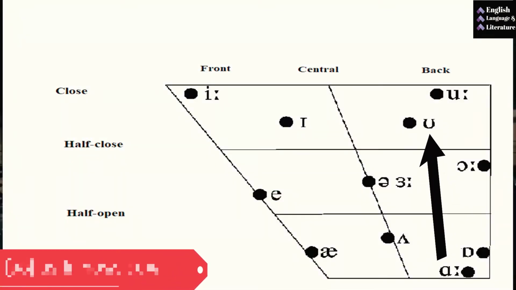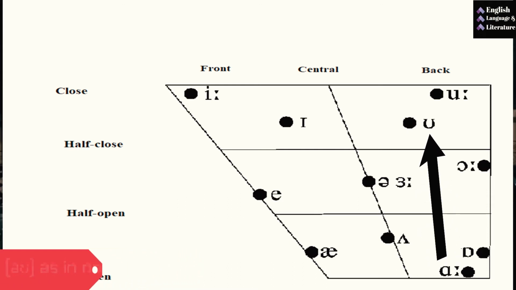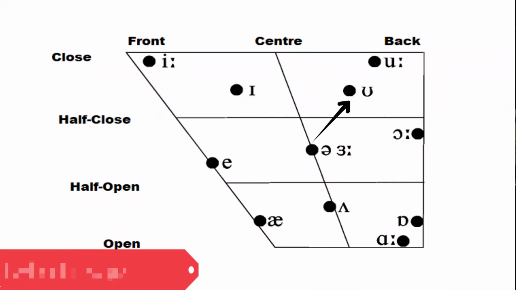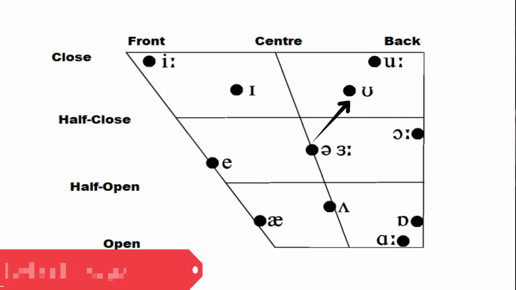All right, so now we are going to talk about the other 2 vowels that are also closing vowels, but in these vowels the tongue moves from the back. So the first is ow, as in now. The tongue glides from back open to back half close. And the second closing vowel here we have is oh, as in no or go. The tongue glides from half open to half close back. So these are 5 closing vowels that we have in English.